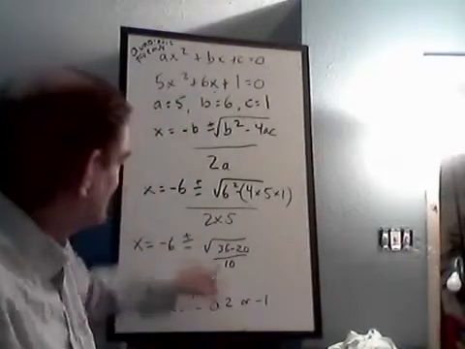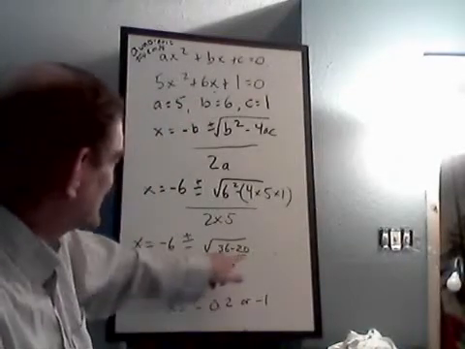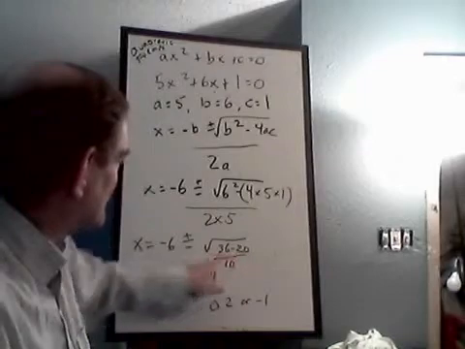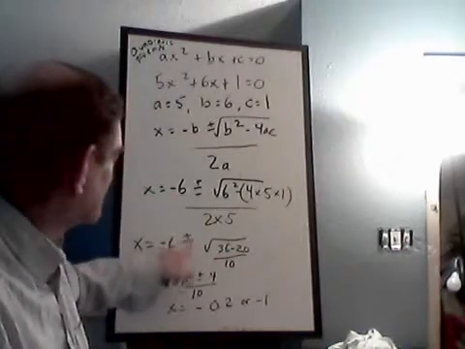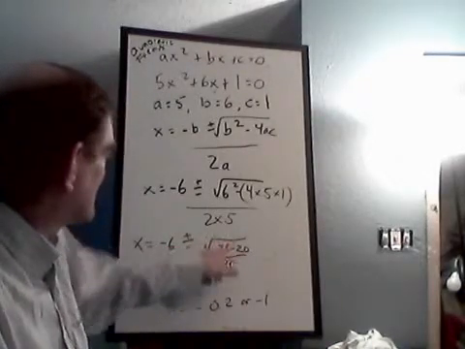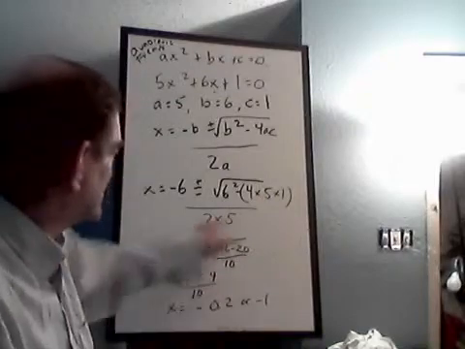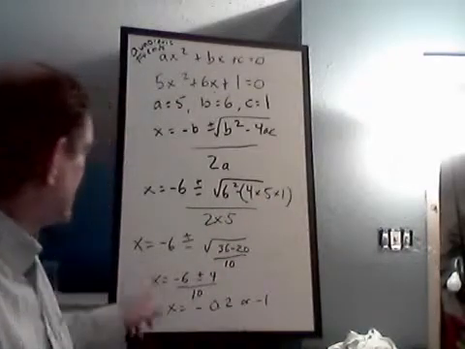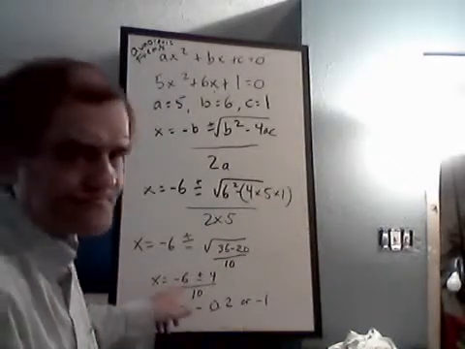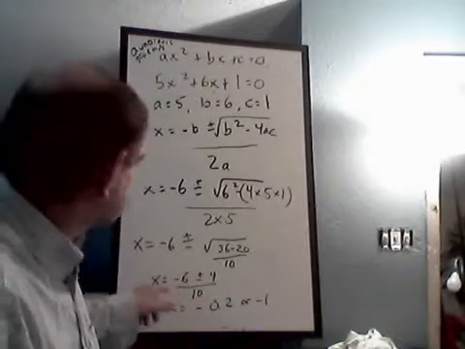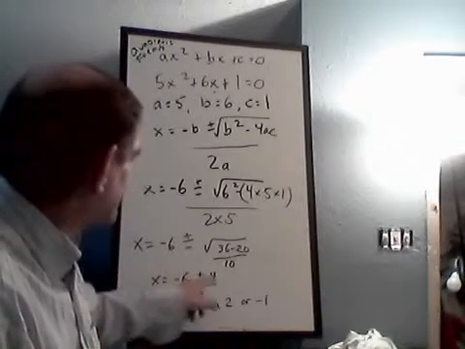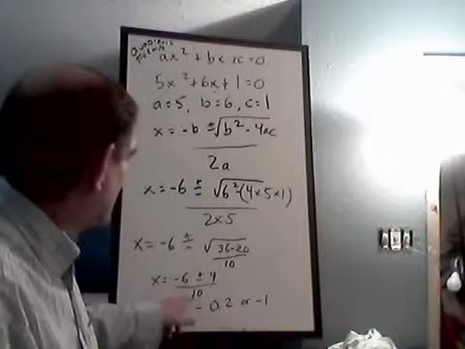Anyway, 36 minus 20. Negative 6 plus or minus the square root of 36 minus 20, over 10. 2 times 5 is 10. There's 10. x equals negative 6 plus or minus 4 over 10.